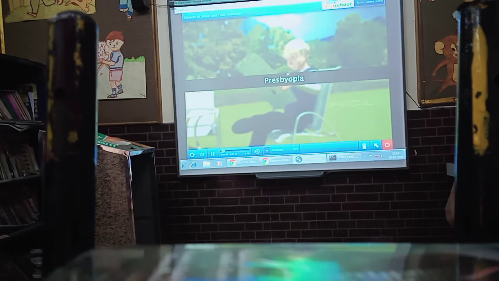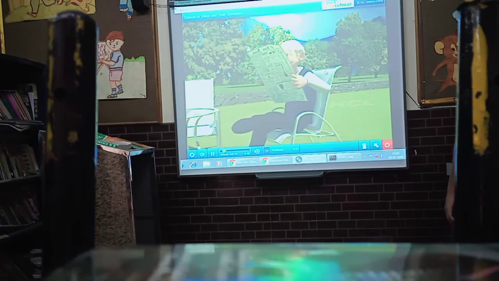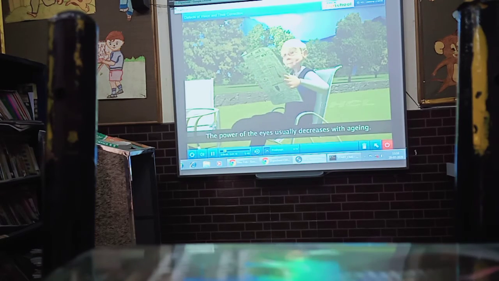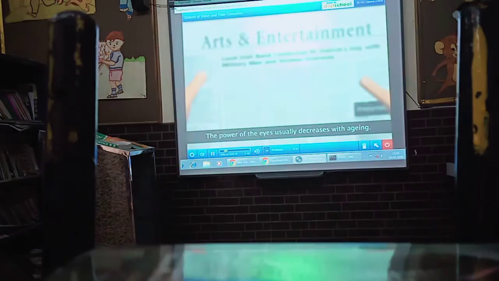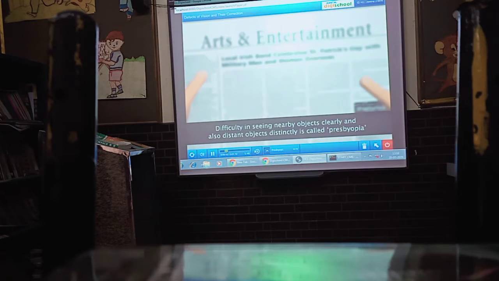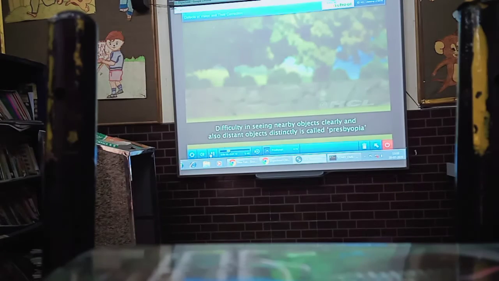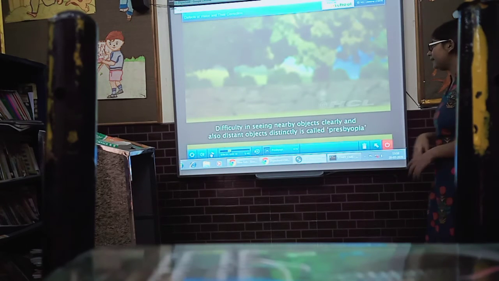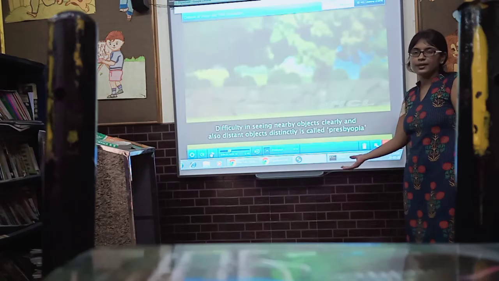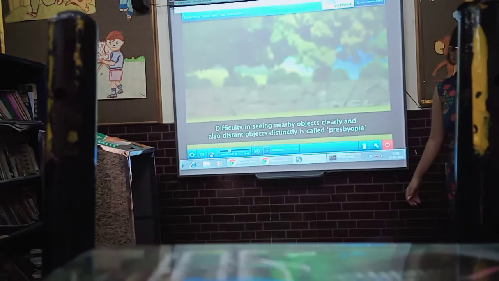Next is presbyopia. The power of the eyes usually decreases with aging. Difficulty in seeing nearby objects clearly and also distant objects distinctly is called presbyopia. What happens in presbyopia? Nearby objects are not seen clearly and distant objects are also not seen clearly. So that is known as presbyopia.